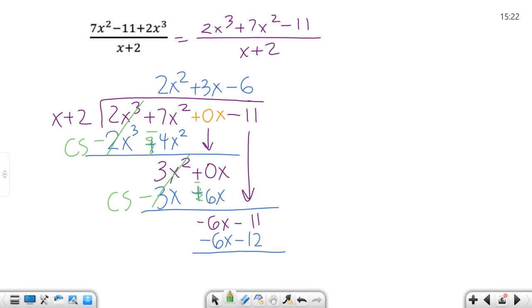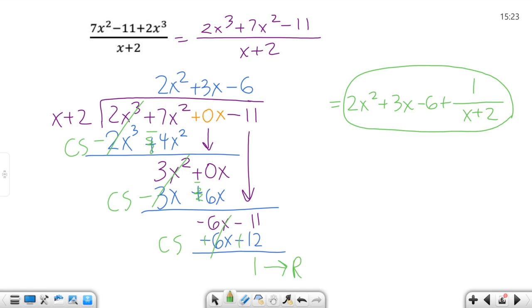And then I do what? Change those signs. Plus, plus, that cancels. Negative 11 plus 12 is 1, and 1 is my remainder. So how do I write that final answer? I have 2x squared plus 3x minus 6 plus 1 over, what did I divide by? x plus 2. So 2x squared plus 3x minus 6 plus 1 over x plus 2.